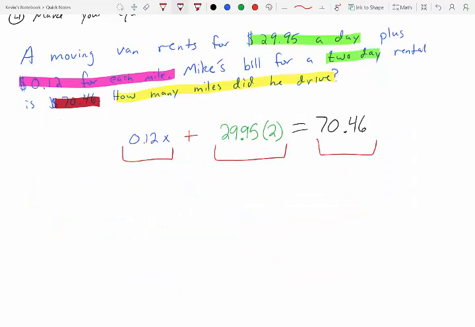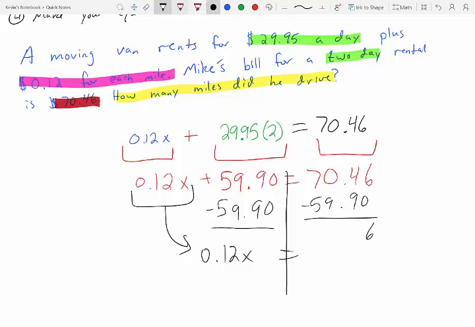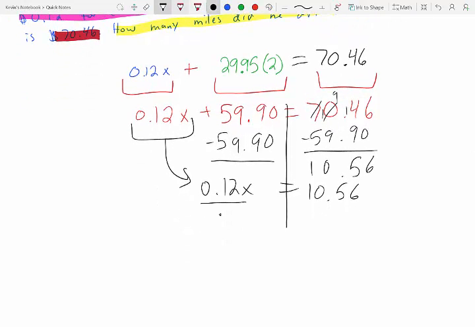So now we have to solve this. It's a multi-step equation like we've been working on. So we say $29.95 times 2 is going to give us $59.90 plus 0.12x equals 70.46. And from this step, we have a 2-step problem. So we're going to draw our line. We're going to subtract $59.90 from both sides. And we're going to carry this down now. 0.12x equals, we subtract this now, we get $10.56. And now we have to solve for x, so we divide by 0.12 on both sides. We get x equals 88.